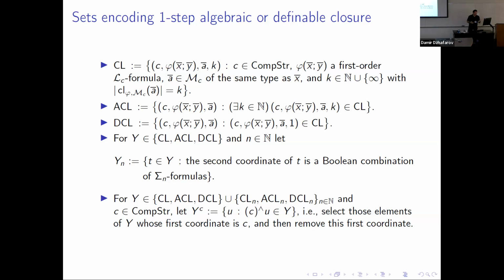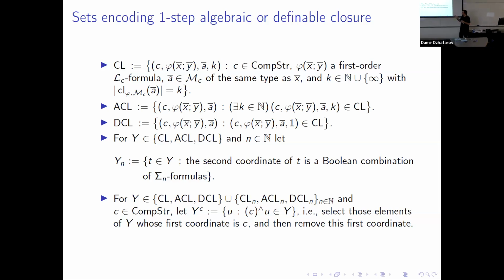Now the algebraic closure, which is exactly what you think it would be, is the collection of tuples where for some K in the natural numbers, there are exactly K many realizations. And for DCL, we likewise say that it's the collection of tuples where there is only one realization.